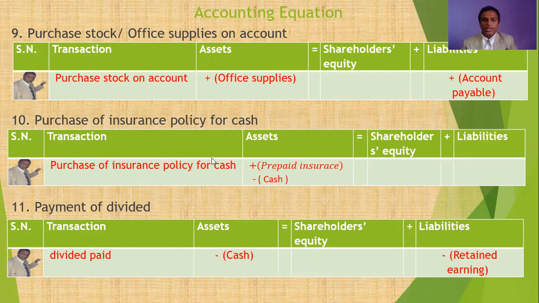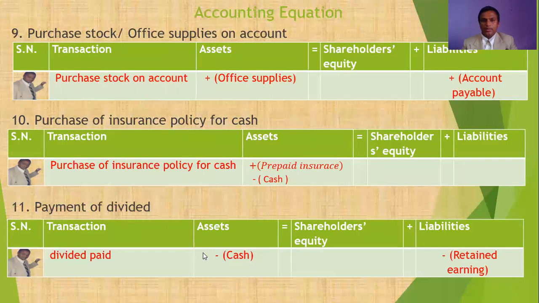Next, number 10, purchase of an insurance policy for cash. Insurance policy means prepaid insurance: what's coming? Prepaid insurance is coming. Insurance is an expense, but prepaid insurance is an asset. What goes out? Cash goes out. Cash is an asset, so both sides affect assets.